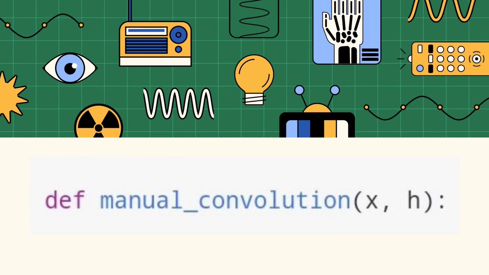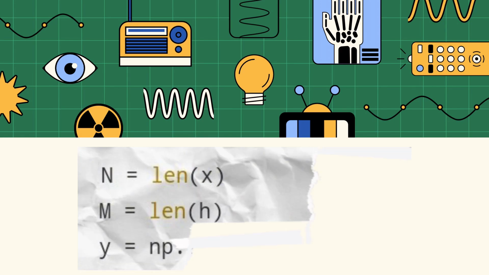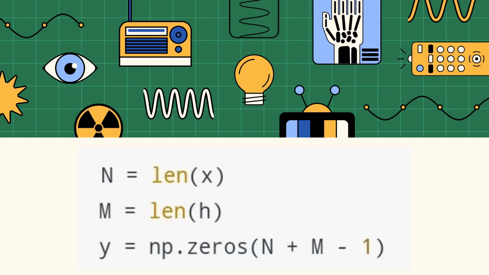Manual convolution function. This function computes convolution step by step instead of using a built-in function. N is the length of the input signal. M is the length of the impulse response. The output length is N plus M minus 1, which is a fundamental rule of linear convolution. Y is initialized with zeros to store the result.